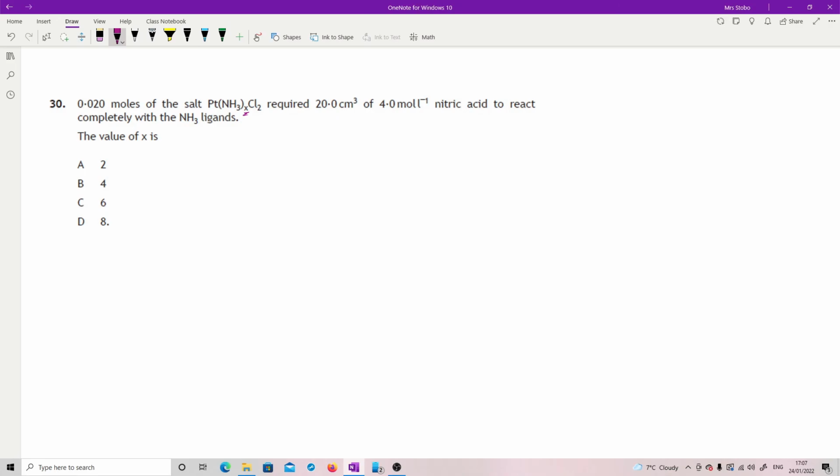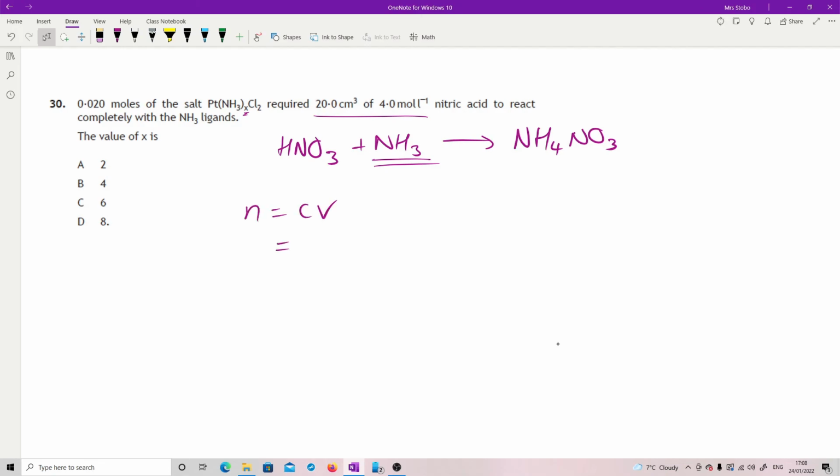So if I'm reacting nitric acid with ammonia, what I'm making is my ammonium nitrate. And it's a 1-to-1. So for every mole of nitric acid that I use, I'm going to attach to 1 ammonia. So moles, concentration times volume, 4 times 0.02 gives me 0.08. That means that I used 0.08 moles of nitric.